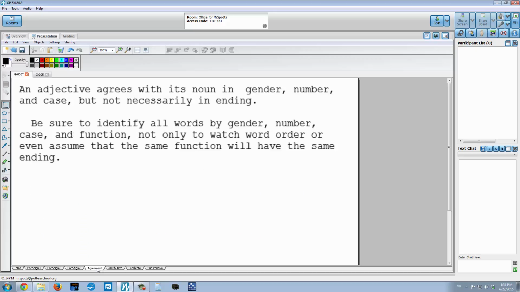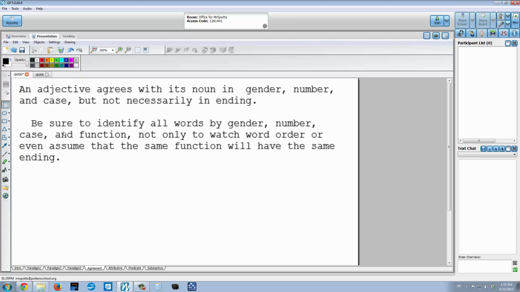Now an adjective has to get along with its noun. How are you going to know which noun the adjective goes with? So the adjective is going to agree with its noun in gender, number, and case, but not necessarily in ending. I should be able to wake you up at 3 o'clock in the morning, shake you out of a sound sleep, and ask you how an adjective agrees, and you should be able to mumble that it agrees with its noun in gender, number, and case, but not necessarily in ending, and then tell me to get lost because you value your sleep, and that's fine.